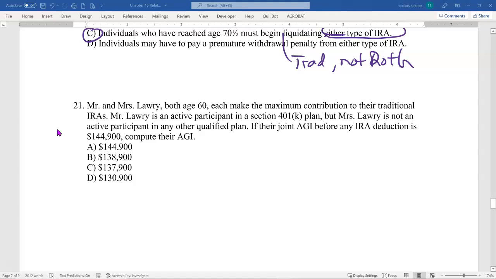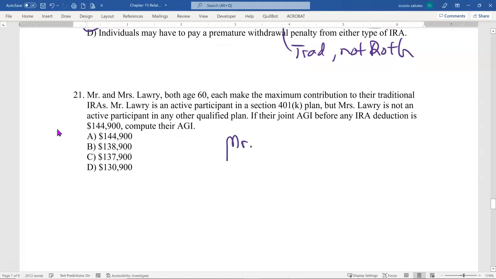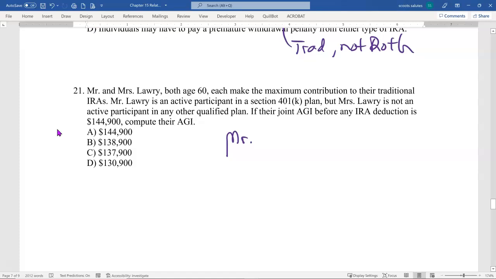All right, so probably the easier of the calculations is we need to look at Mr. Lowry, because Mr. Lowry is an active participant in a 401k plan. So what does that mean? No deduction for IRA. You can't get a double deduction. Since he's already an active participant in a traditional 401k plan, there is going to be no deduction for Mr. Lowry.